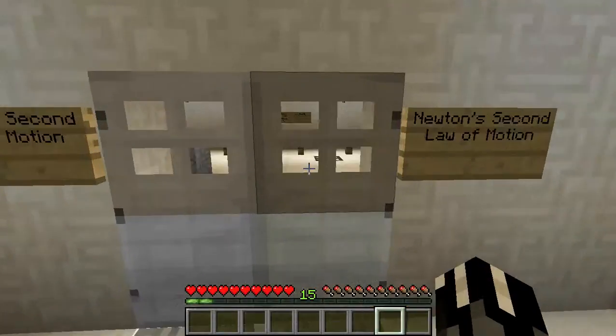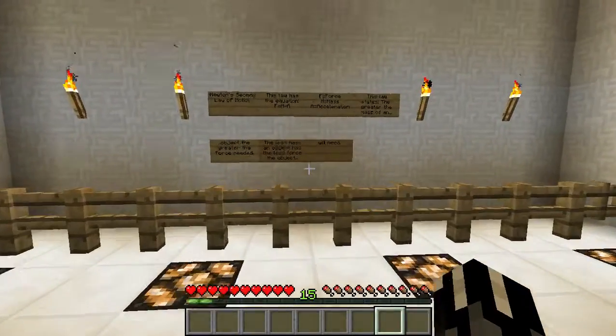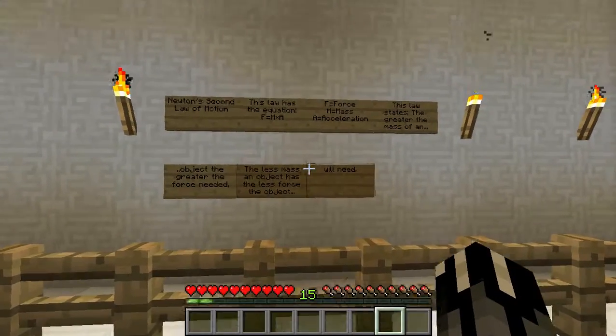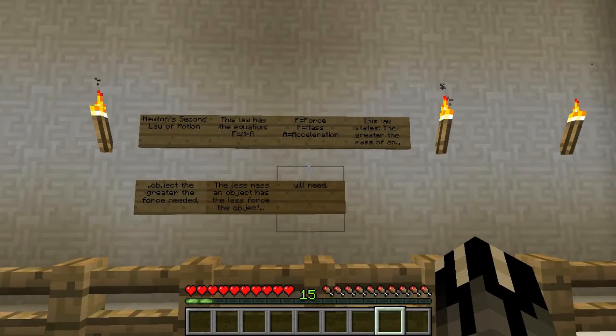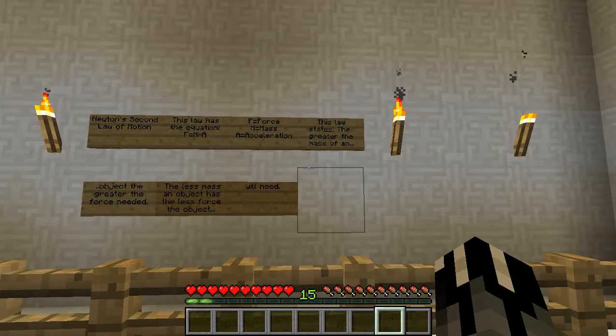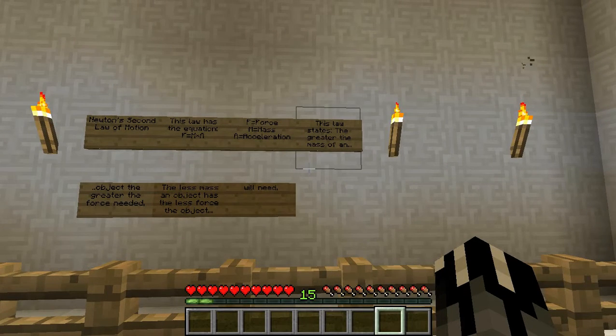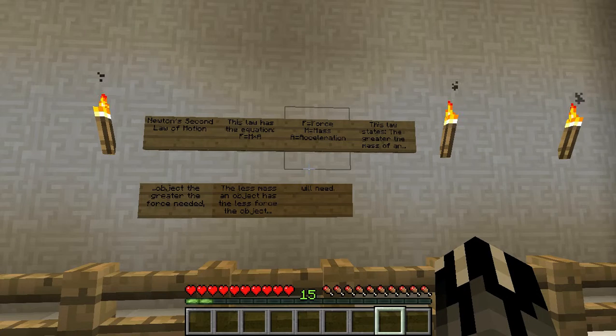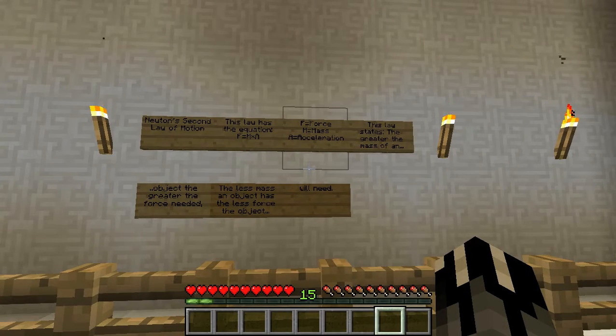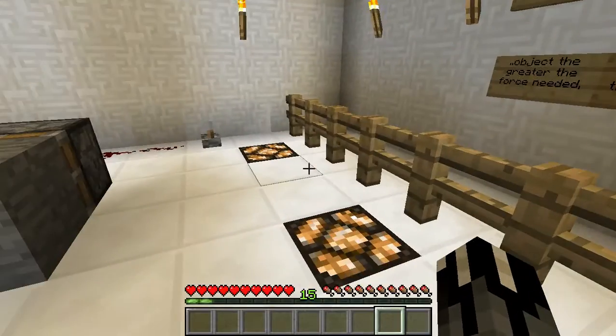Newton's second law of motion. Newton's second law of motion holds the equation F equals m times a. F is force, m is mass, a is acceleration. This law states the greater the mass of an object, the greater the force is needed. The less mass an object has, the less force the object will need.